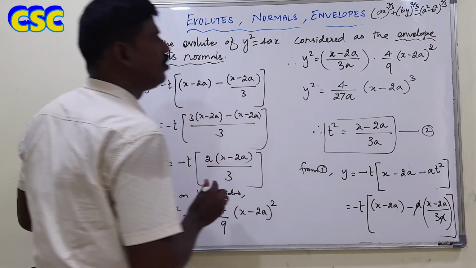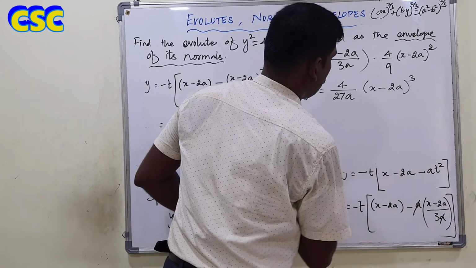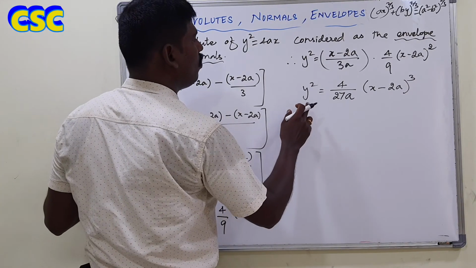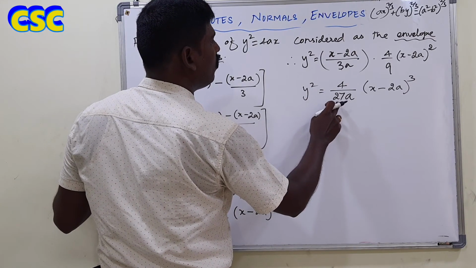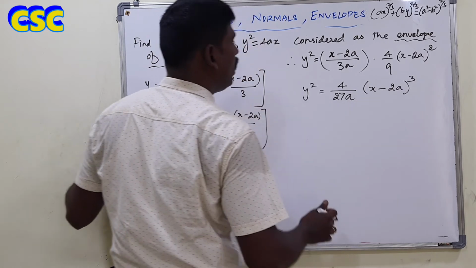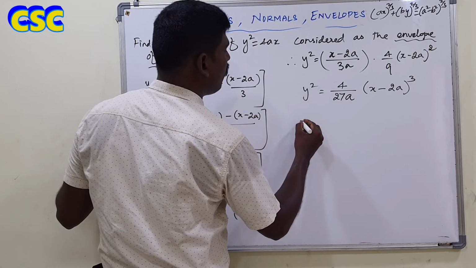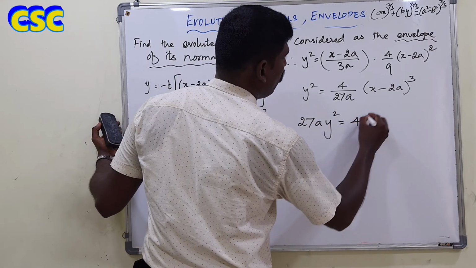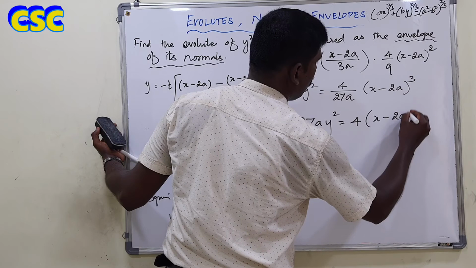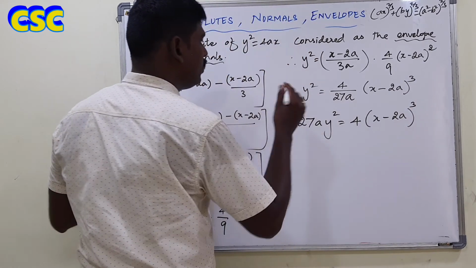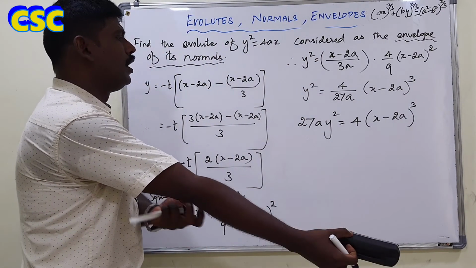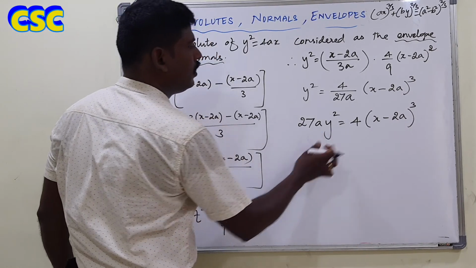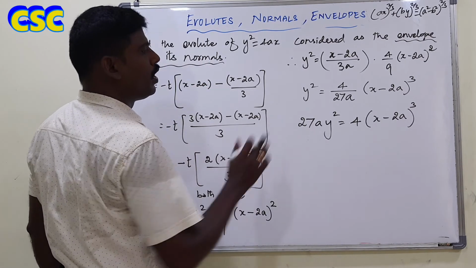Right? So y square is equal to what? 4 times 4 by 27a into (x minus 2a) the whole cube. I take this into the left hand side. 27a y square is equal to 4 into (x minus 2a) the whole cube. Right? That's all. Look here. Now t is eliminated, isn't it? t is eliminated between 1 and 2.